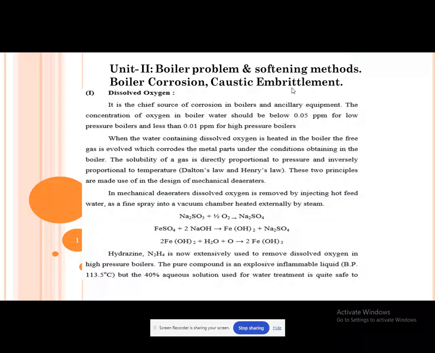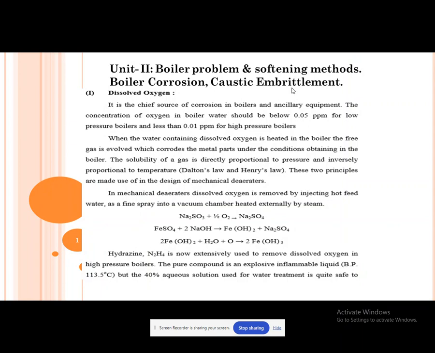Boiler corrosion, caustic embrittlement. Boiler corrosion is categorized into two aspects. One is due to the presence of dissolved oxygen, dissolved carbon dioxide, and dissolved mineral acids in the water, and one is because of the presence of NaOH causing a concentration cell in which the boiler wall acts as anode and gradually corrosion takes place. That is under the heading caustic embrittlement. So we will first discuss how dissolved oxygen is responsible for boiler corrosion.